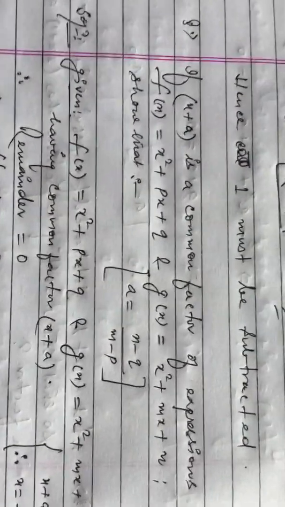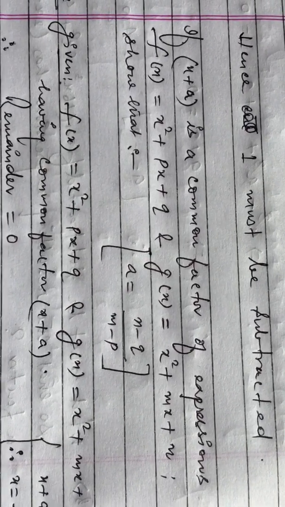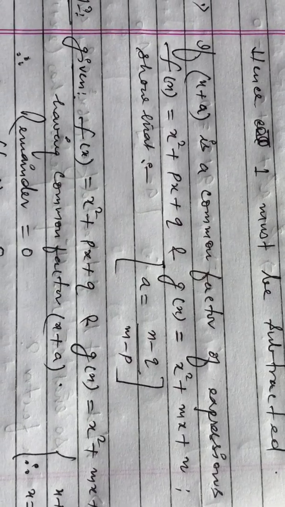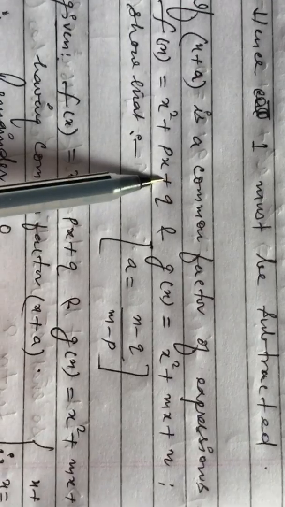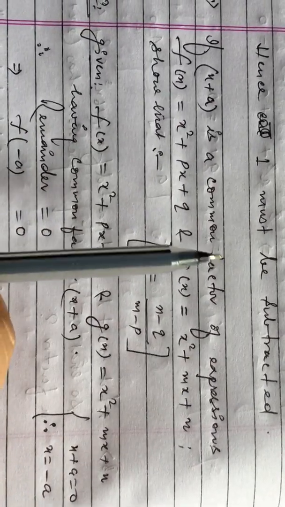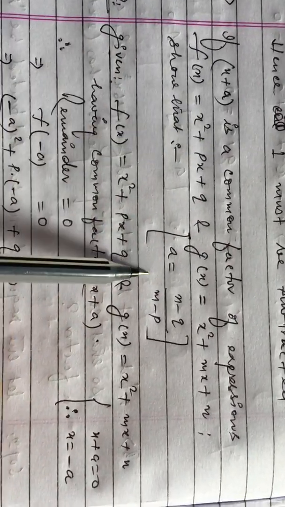Now see one more problem. This problem is a little bit different. This is a proving, or showing, based question. If x plus a is a common factor of the expressions f(x) and g(x), the two different polynomials are here. The first polynomial is this and the second polynomial is this, and both the polynomials have the same factor x plus a, and we have to show this.